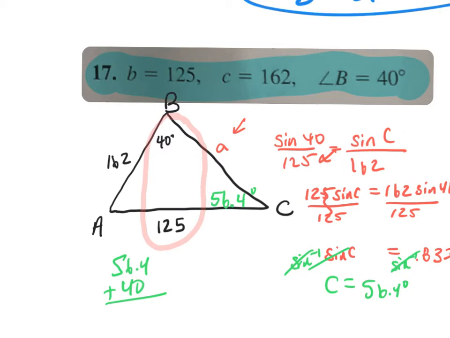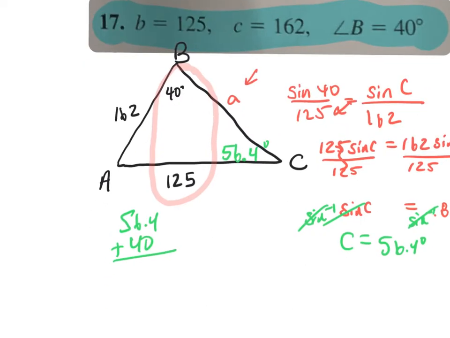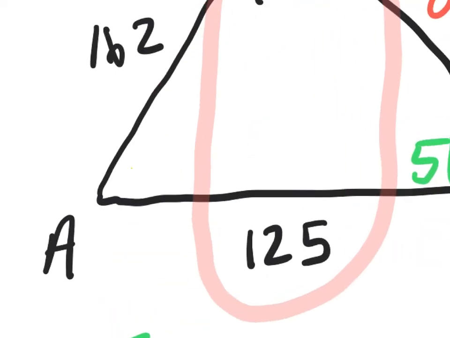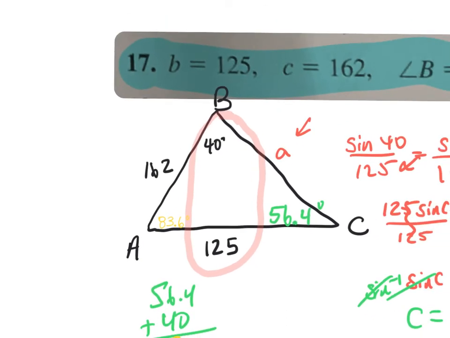Now, in order to find angle A, I take 56.4 and 40. So 56.4 plus 40 gives me 96.4. Then I'm going to take 180 minus that, and I get that angle A is 83.6 degrees. And now that I know that, I can find side A by using the law of sines again.